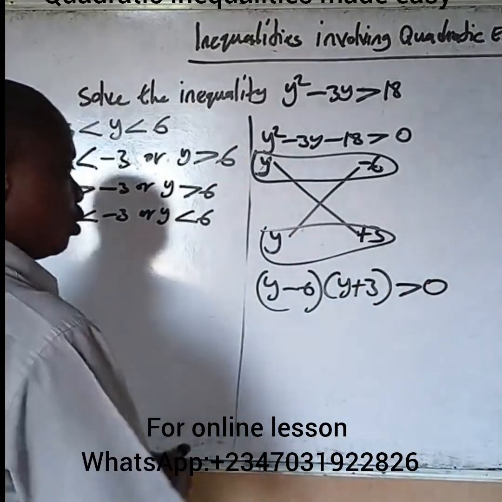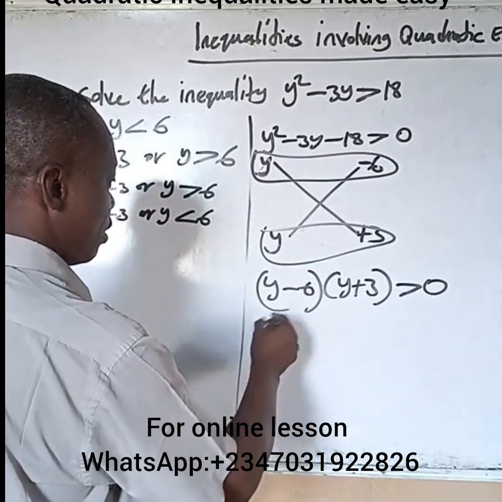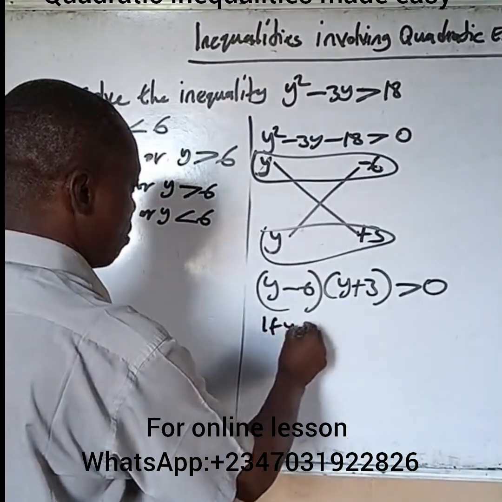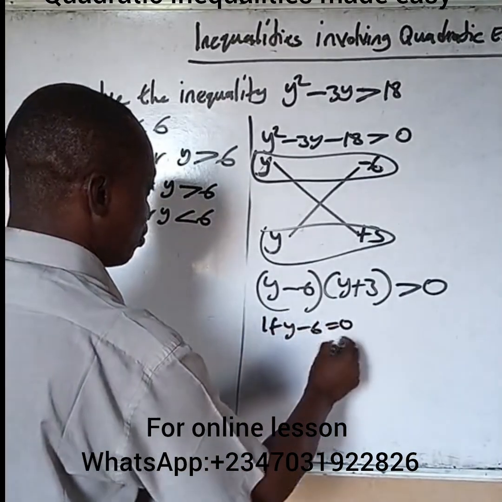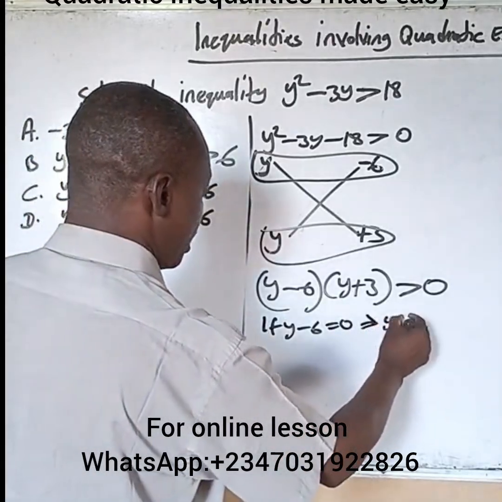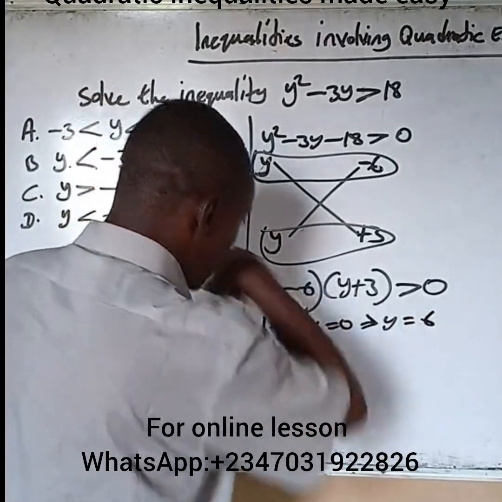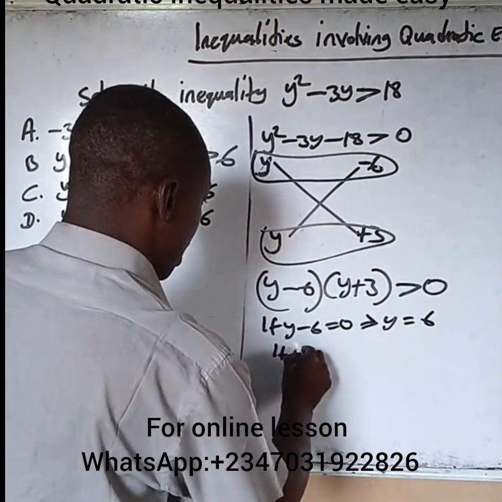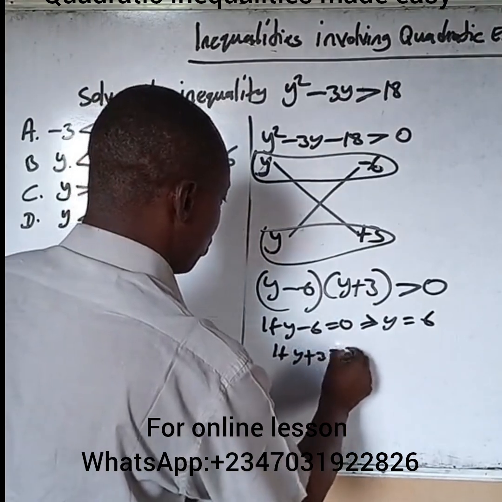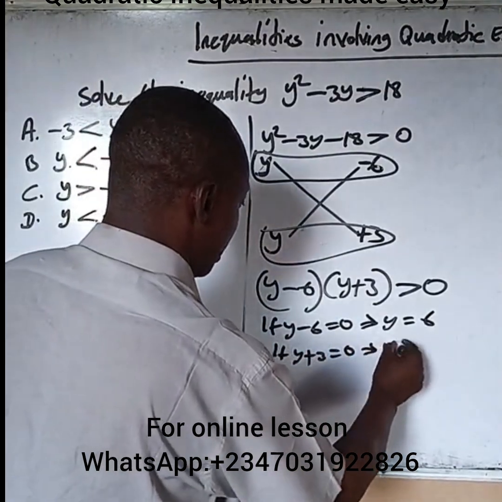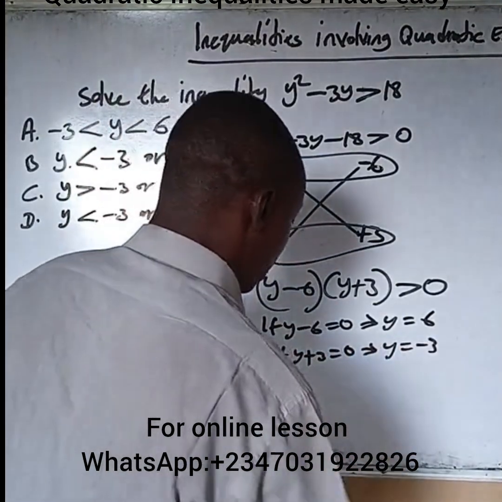All right. So in your normal equation, you now have, if y minus 6 is equal to 0, your y is equal to 6. If y plus 3 is equal to 0, your y is equal to minus 3.